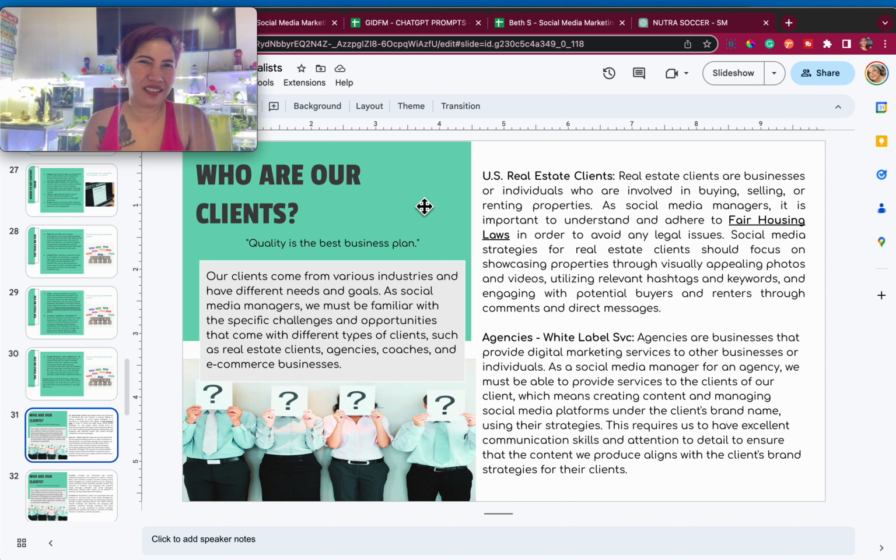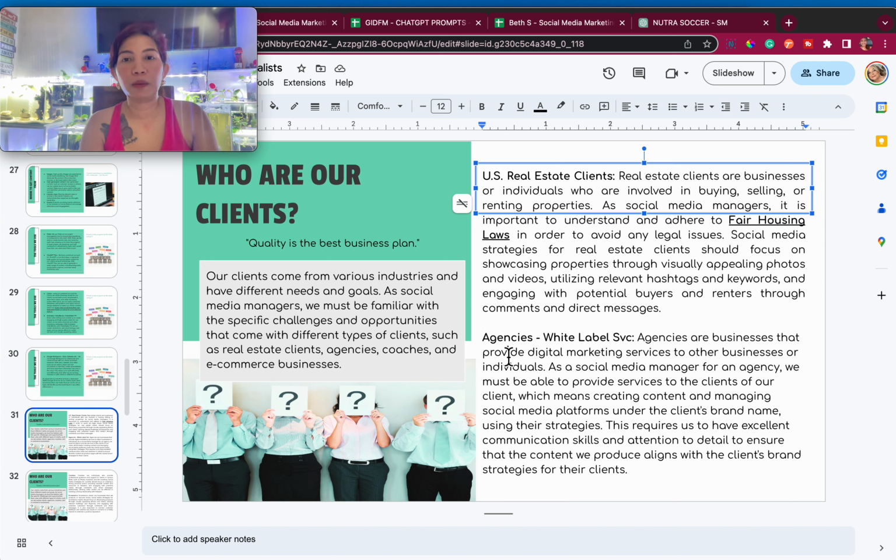Does that make sense? So it's kind of like they are outsourcing the service they provide their clients, and they claim that it's them doing that task. So that's called white label service. So we have agencies in our company as well. Those are one of the types of clients that we have aside from realtors.